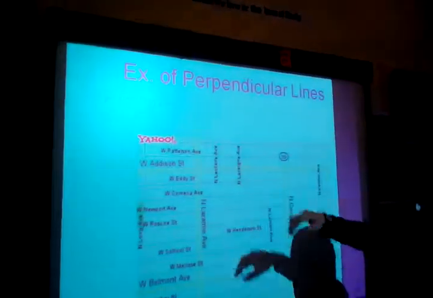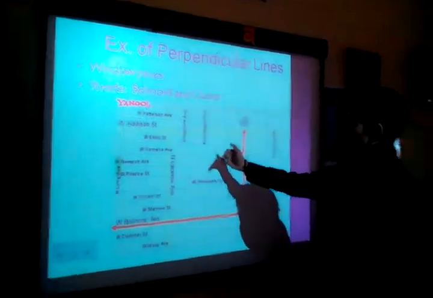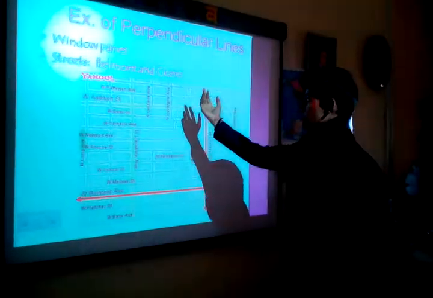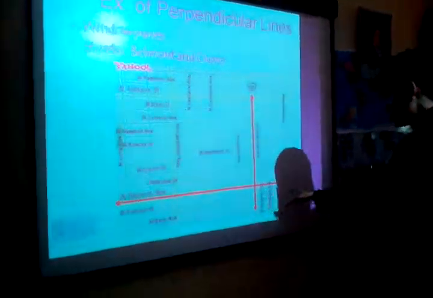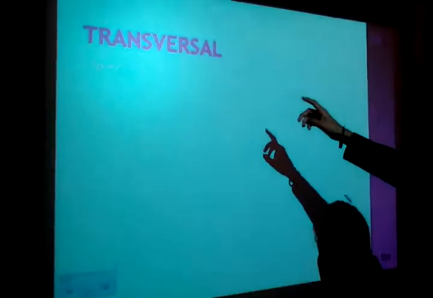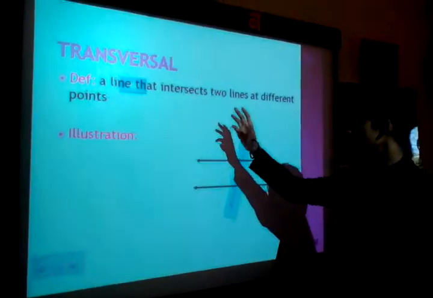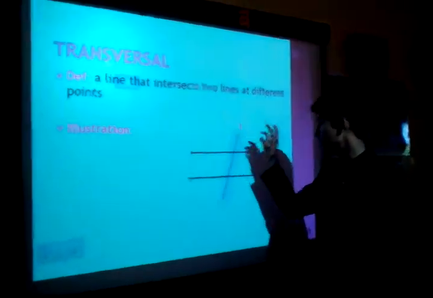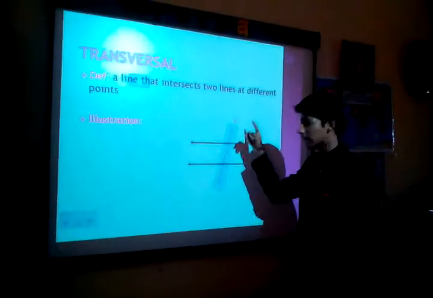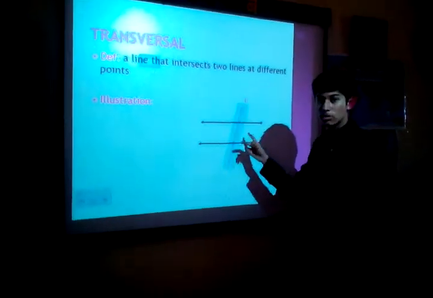Examples of perpendicular lines. Windows are perpendicular to each other. Streets are perpendicular to each other where a 90-degree angle is forming. Now transversal line. The line which intersects other lines at different points, one point each. Means here you can see that two lines are parallel to each other and one transversal is being passed through these two lines.